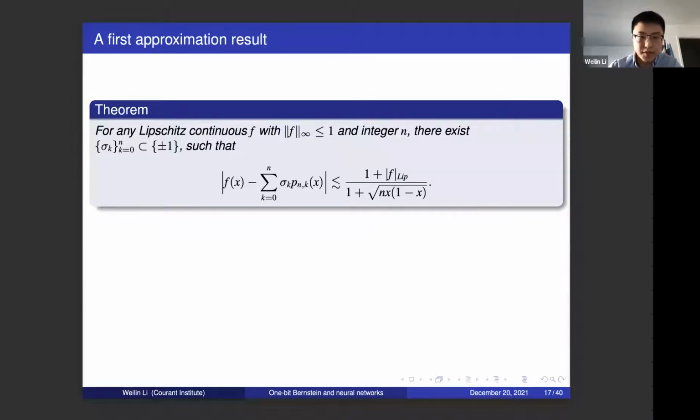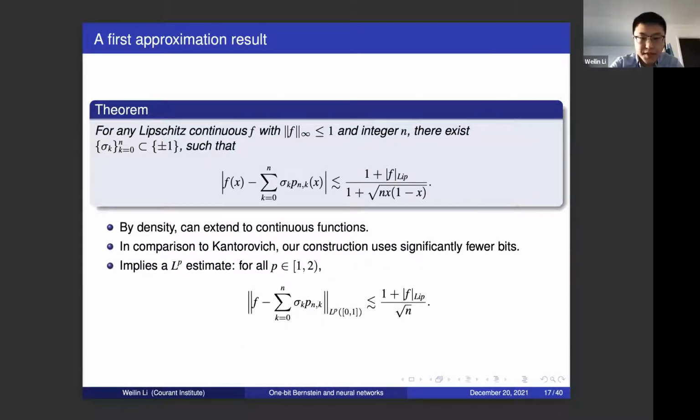So it turns out for Lipschitz functions, we can actually give a quantitative rate. We can find a sequence of plus and minus 1s for which, for every Lipschitz continuous f whose sup norm is bounded by 1, the error for each x is on the order of the Lipschitz constant, square root of n to the k, something that depends on x. So you already see the failure of this bound at the endpoints, because when x is either 0 or 1, this upper bound is O of 1.